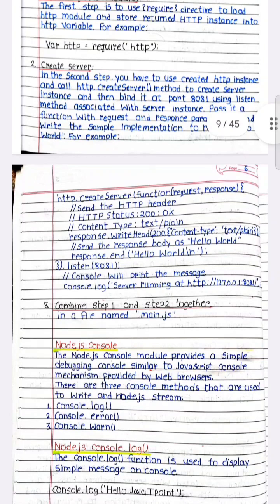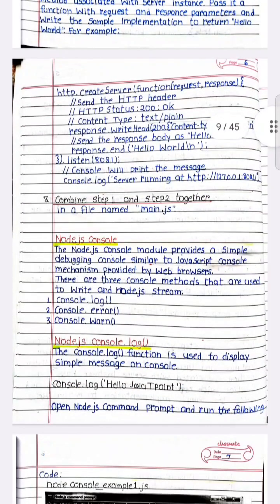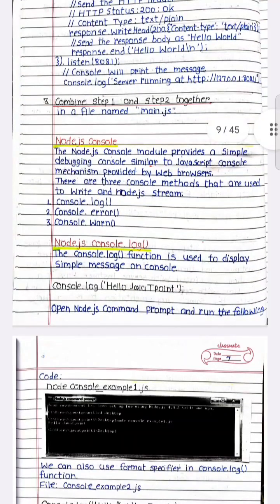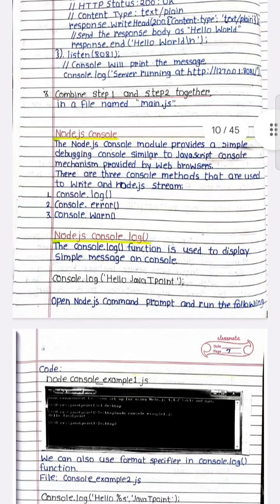Now we are seeing the next example, with file name main.js. Main is a console module providing a simple debugger, similar to the JavaScript console. We use console.log where we print the data, console.error where we see the error, and another console.log where we also print the code.